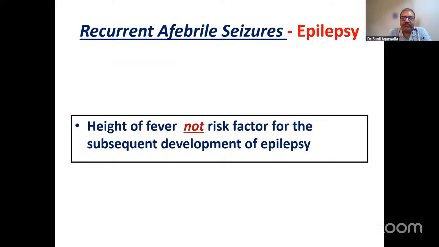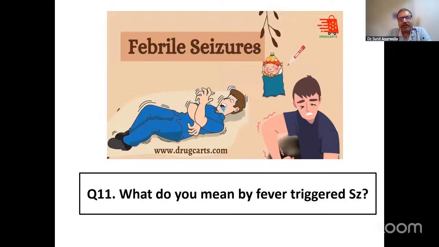Height of fever is not the risk factor for recurrent seizure or epilepsy. A febrile seizure can occur with a low grade fever. It depends on the steep rise of temperature rather than the degree of temperature. That has to be kept in mind.